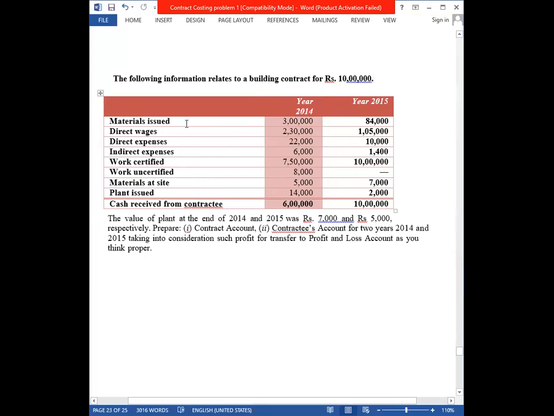If you take material issued, you know very well it will come in the debit side of the contract account. Direct wages, expenses and indirect expenses also will come in the debit side of the contract account. Work certified will come in the credit side under the heading work in progress. Work uncertified also will come in the credit side. Material at site is nothing but closing balance, and this also will come in the credit side. And plant issued will come in the debit side of the contract account.